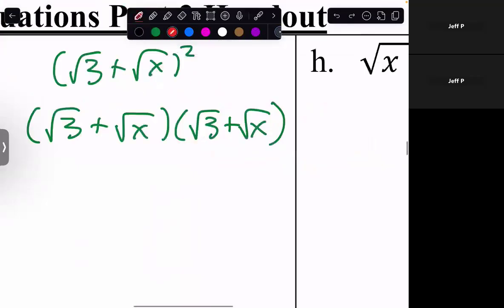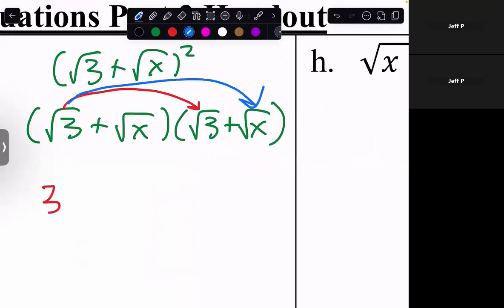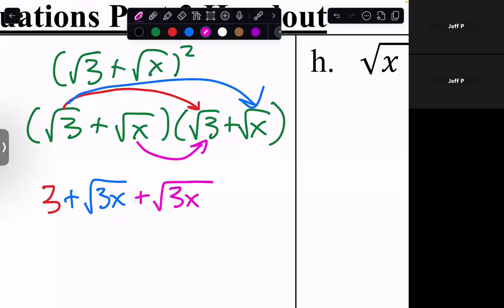Square root 3 times square root 3, that's regular 3. Square root 3 times square root x, you multiply the insides. 3 times x is 3x. Moving on, square root x times square root 3. Again, multiplying the insides, x times 3 is 3x. And at the end, square root x times square root x would be regular x.